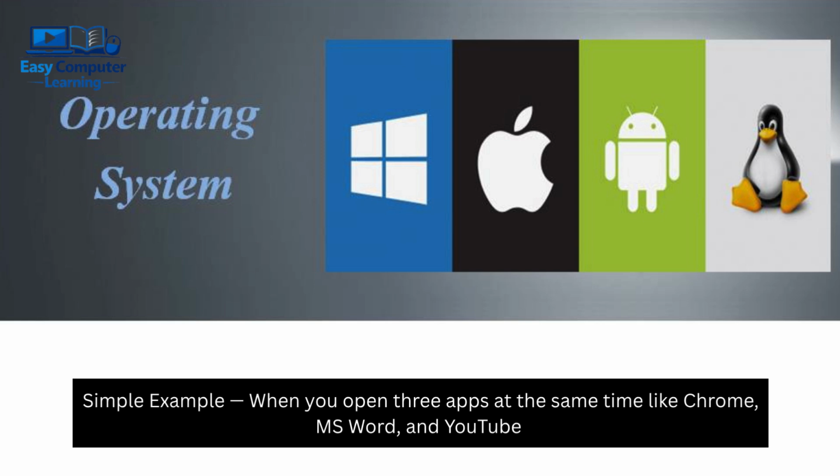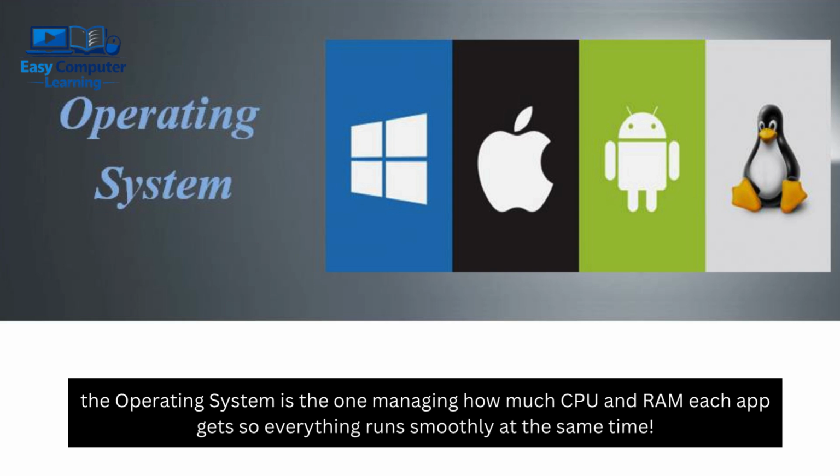Simple example. When you open 3 apps at the same time, like Chrome, MS Word, and YouTube, the operating system is the one managing how much CPU and RAM each app gets, so everything runs smoothly at the same time.